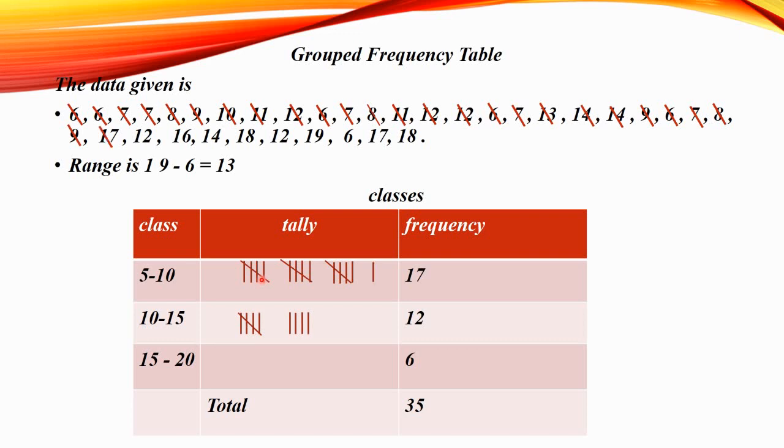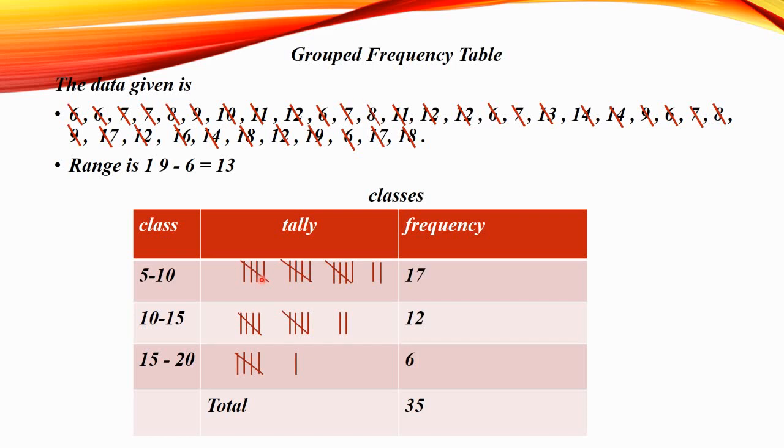9 again will come in the first row. Next number 17 will come in the third row. 12 will come in the second row. 16 will come in the third row. 14 will come in the second row. 18 will come in the third row. 12 will come in the second row. 19 will come in the third row. 6 will come in the first row. 17 will come in the third row. 18 will come again in the third row.